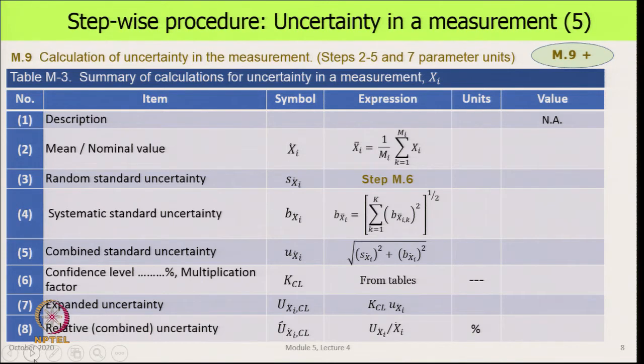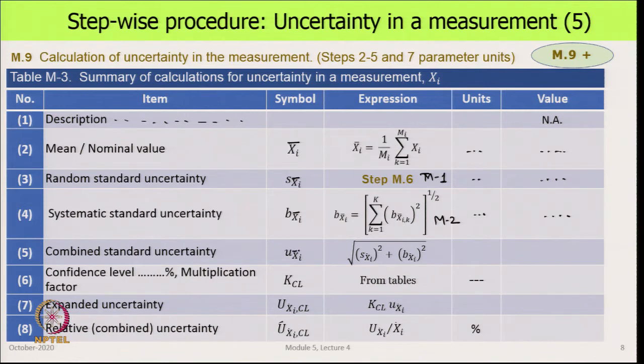So, this is that table which summarizes the previous steps. The first 4, so this first is the item, symbol, expression, units and the value. We write the description of what this thing is, what parameter it is. Mean or nominal value x i bar, we write the units, we already calculated the value, we put it there. Random standard uncertainty S x i bar, we took it from table M1, we write that here. Systematic standard uncertainty, we got this from table M2, we write the units and we will write the values. So, they came from those tables.